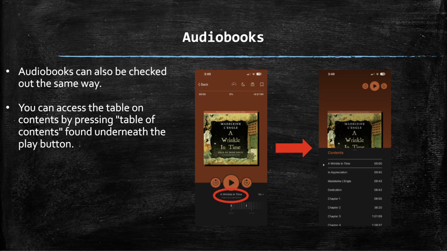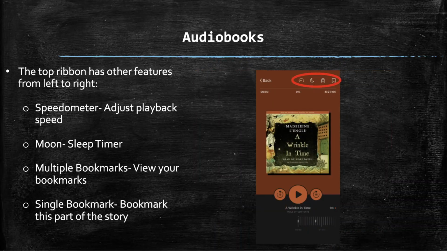Audiobooks. Audiobooks can also be checked out the same way. You can access the table of contents by pressing Table of Contents found underneath the play button. The top ribbon has other features from left to right. The speedometer is where you adjust playback speed. The moon is how you can set a sleep timer. The multiple bookmarks is where you can view your bookmarked places. And the single bookmark is how you bookmark that part of the story.